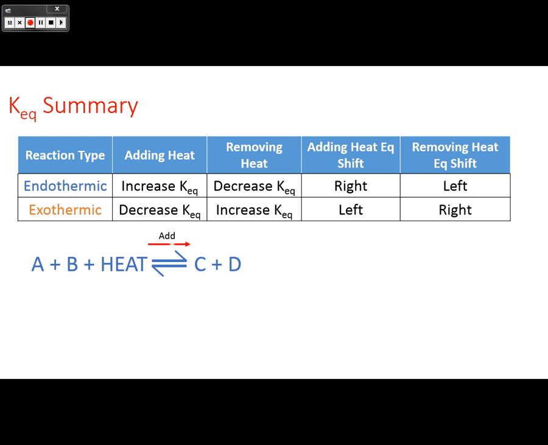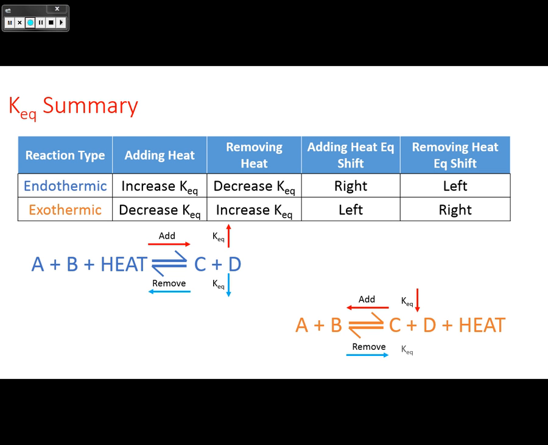And so, again, we can draw that. You can draw this table. This diagram is essentially a diagram of the table. So adding A plus B goes to the right, KEQ increases. Removing goes to the left, KEQ decreases. For an exothermic reaction, adding moves it to the left, KEQ decreases. Removing it moves it to the right, KEQ increases. Okay, so it's all just a nice little summary.